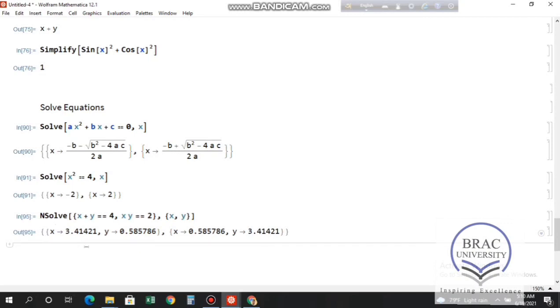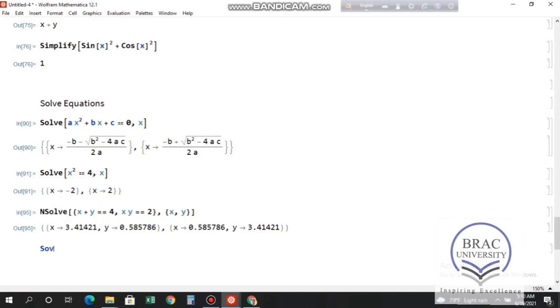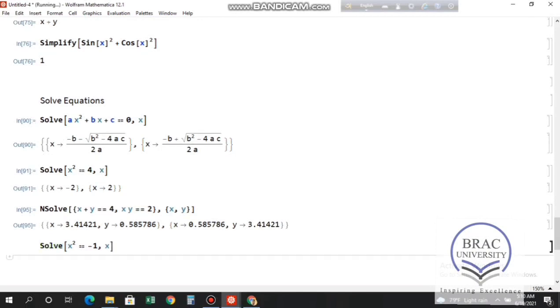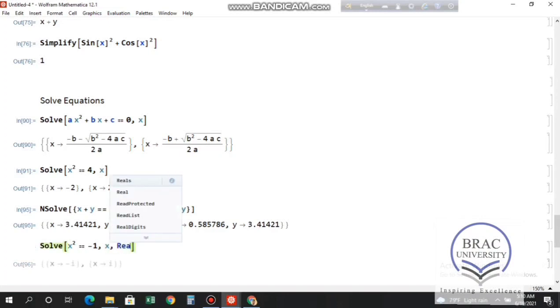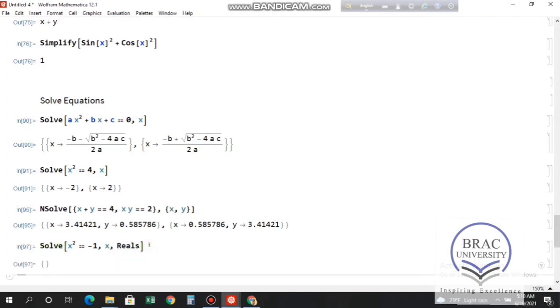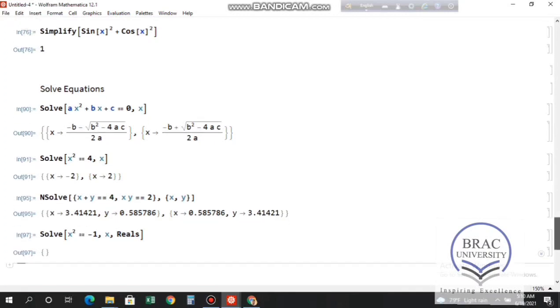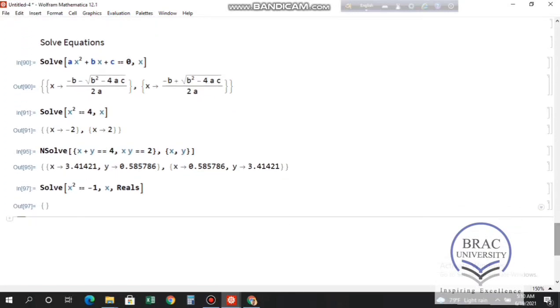Now let's solve an equation which has a complex solution. So write solve, and inside the solve, let's write x squared double equals -1. If you press shift enter, we will get the complex solutions. So Mathematica will also give the complex solutions. If you only want the real solutions, just give another comma and write Reals. And if you press shift enter, we'll get the empty set because there is no real solution for this equation.